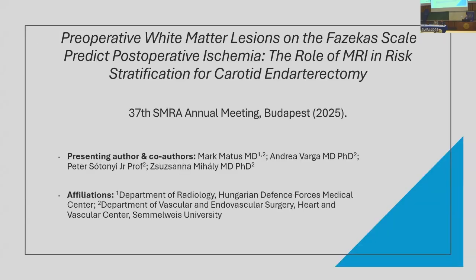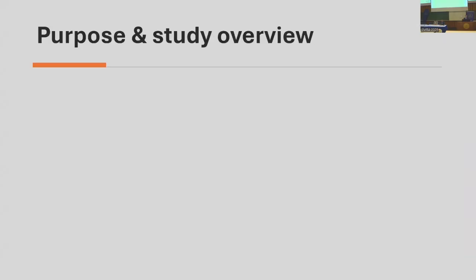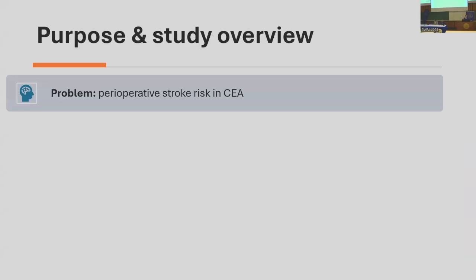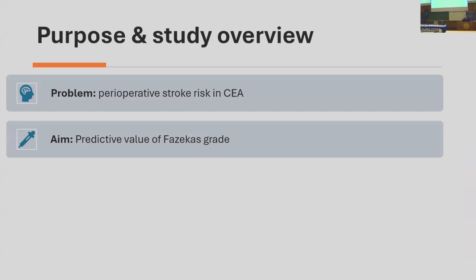Welcome everyone. My name is Mark Matusz from Semmelweis University, and I'm going to be talking about how preoperative white matter lesions on the Fazekas scale predict postoperative ischemia: the role of MRI in risk stratification for carotid endarterectomy. Perioperative stroke remains a significant risk in carotid endarterectomy patients, and we need better risk assessment protocols.